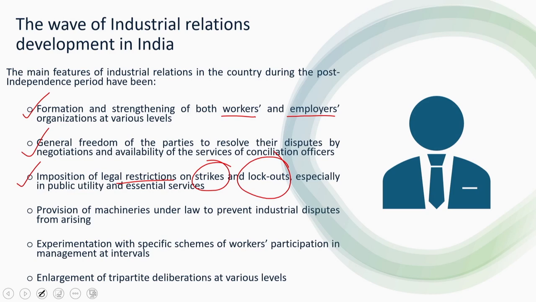If you look into another factor, the provision of machineries under law to prevent industrial disputes from arising was also a critical factor. There were more stakeholders that were coming into the picture to actually prevent industrial disputes. Experimentation with specific schemes of workers' participation in management at intervals.